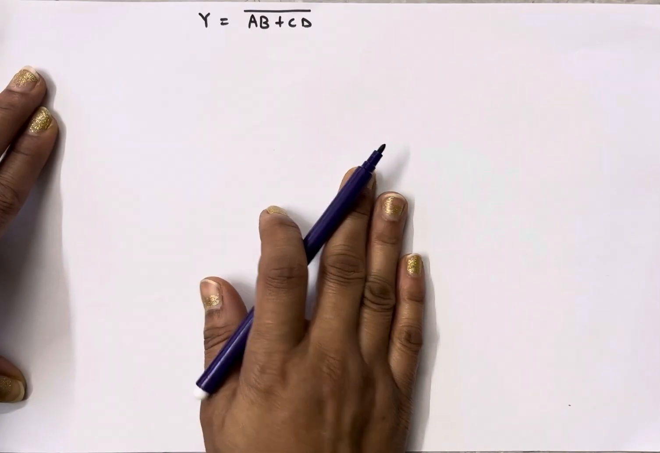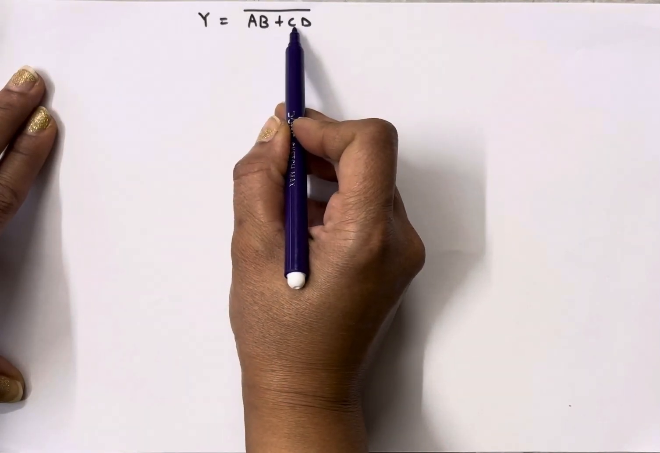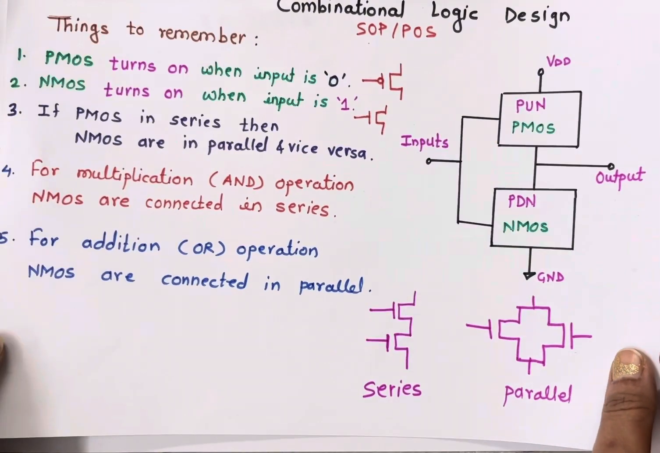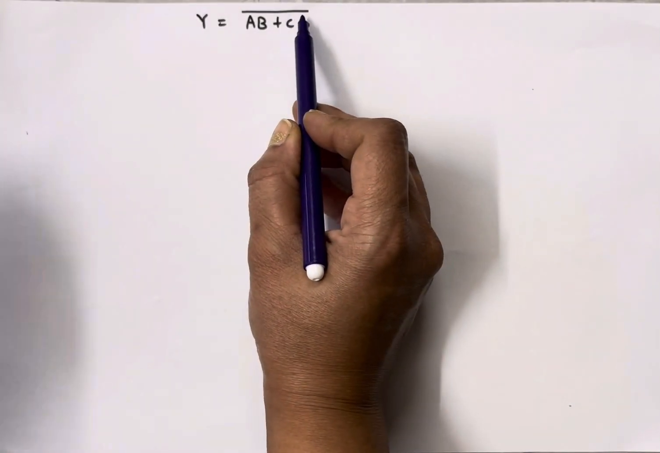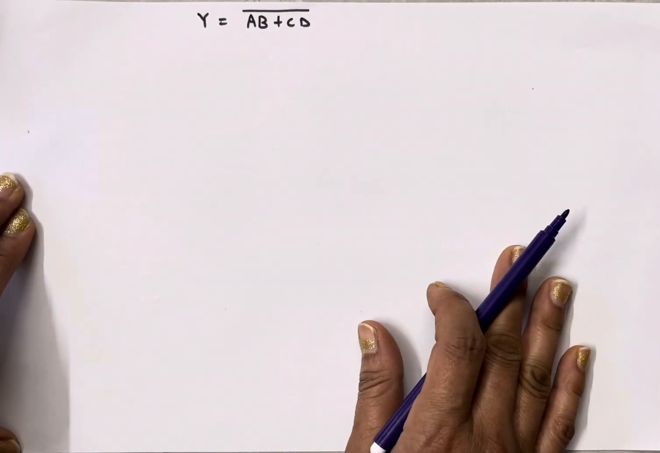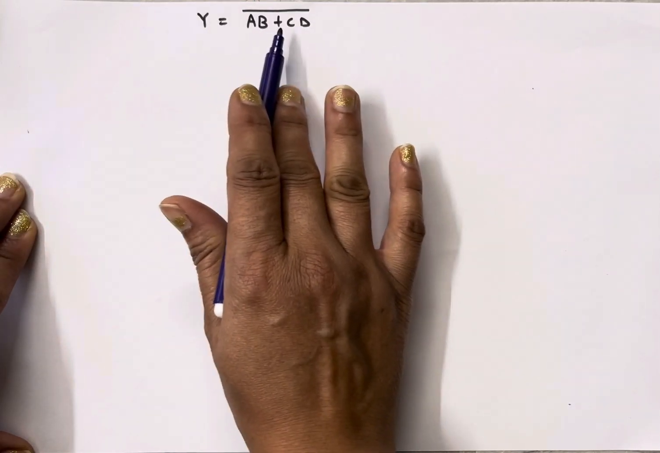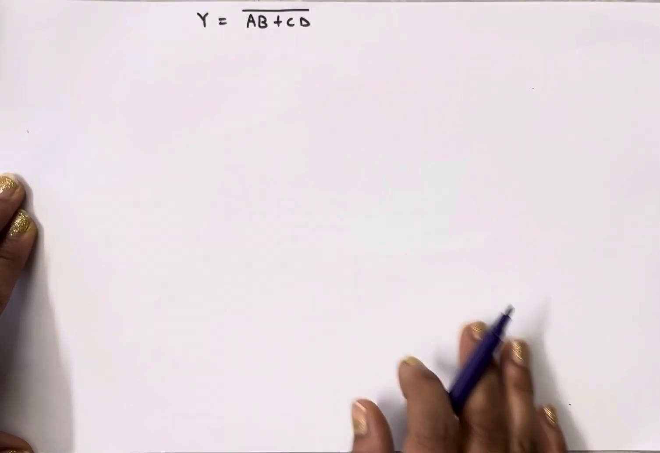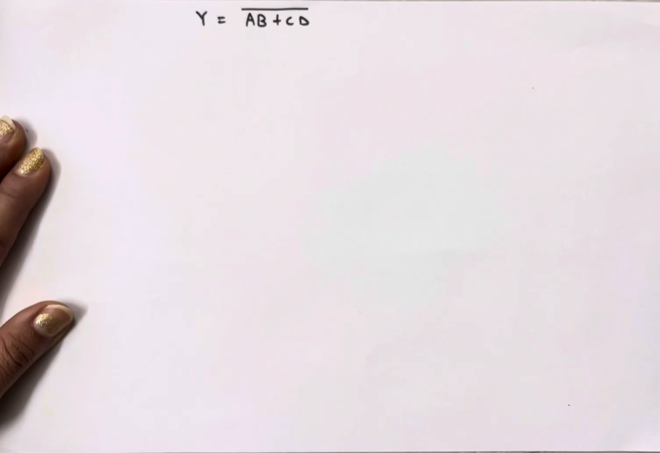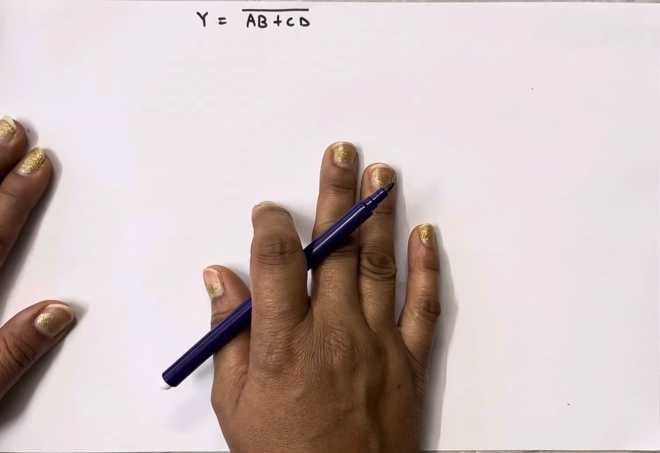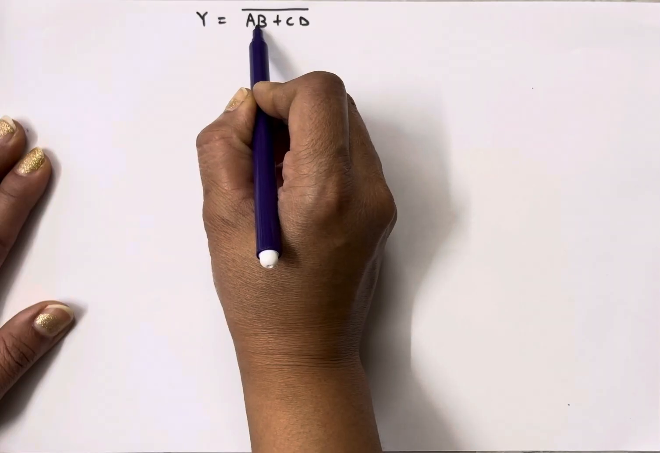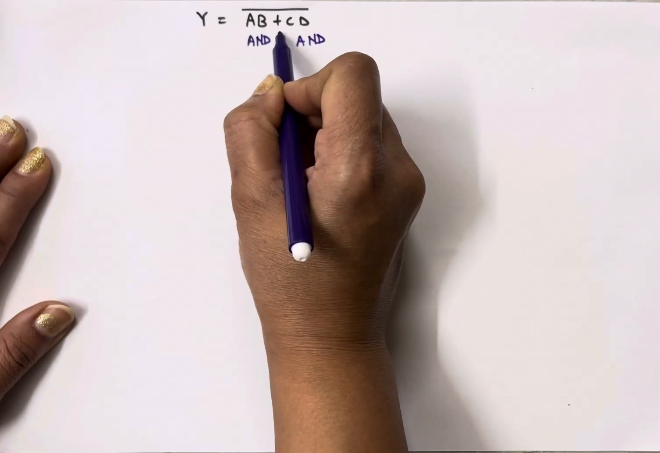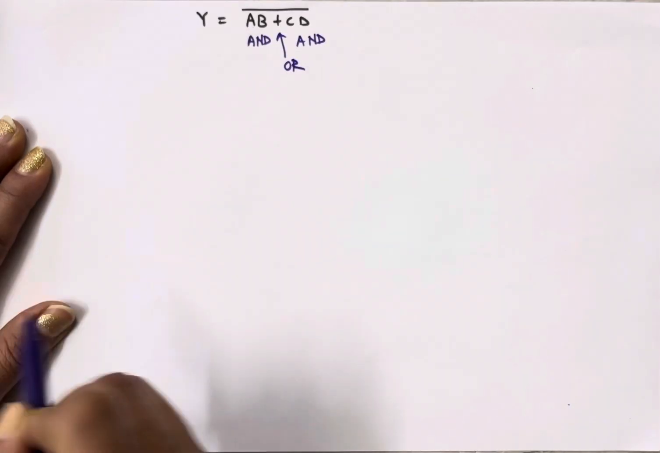Let's take a simple example. Y is equal to AB plus CD whole bar. Whichever rules I have explained, these rules are applicable to inverted logic. So when we implement non-inverted logic like Y is equal to AB plus CD only, then we simply need to connect an inverter at the output. So let's see how to implement this circuit. Here in this example, you can see the first part is AB, that is AND operation. CD is also AND operation, and this plus is nothing but OR operation.